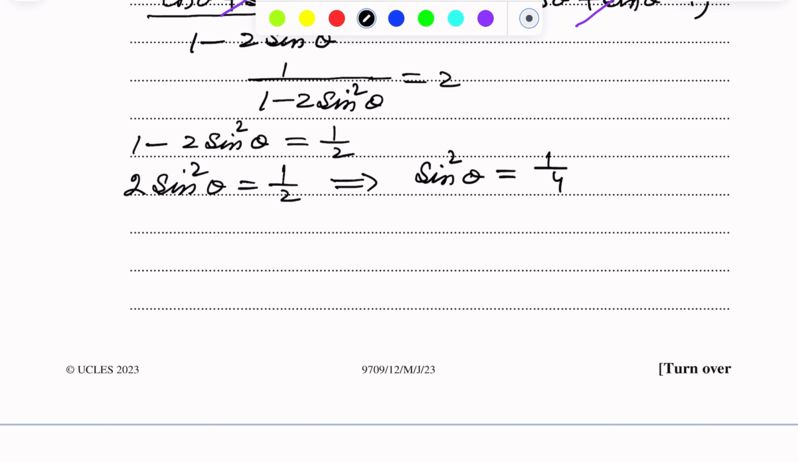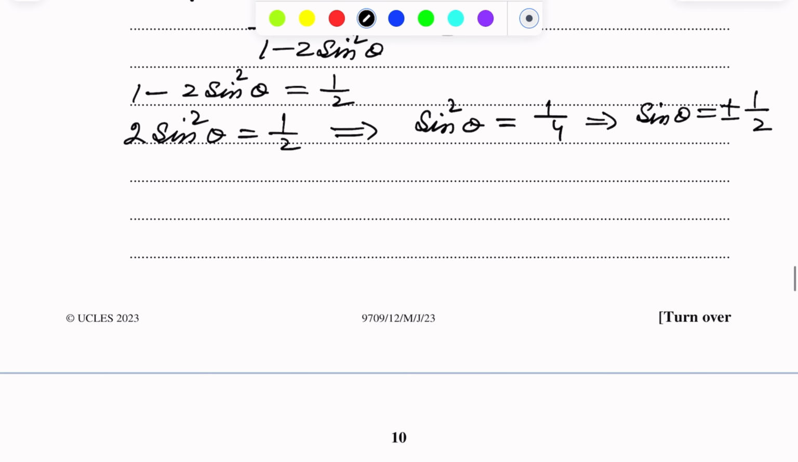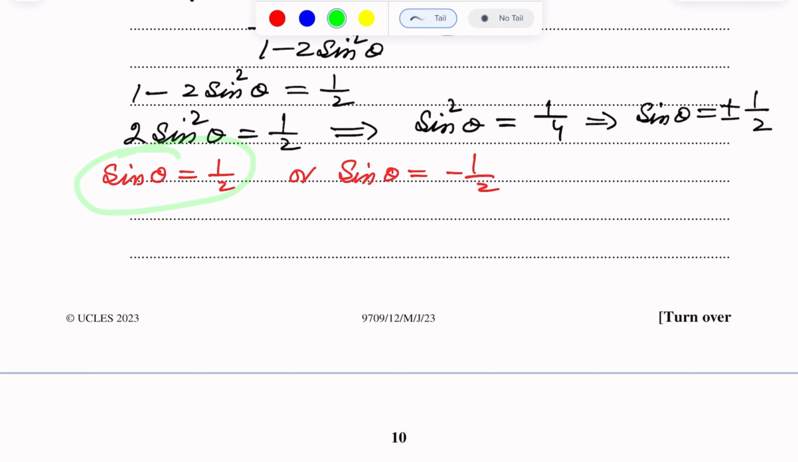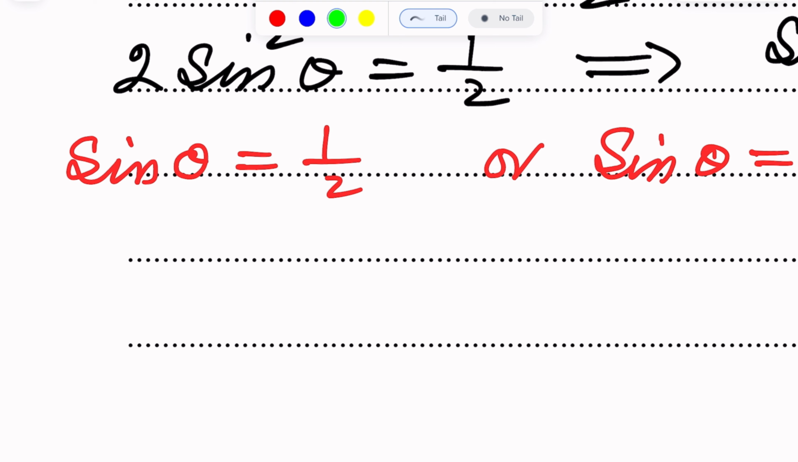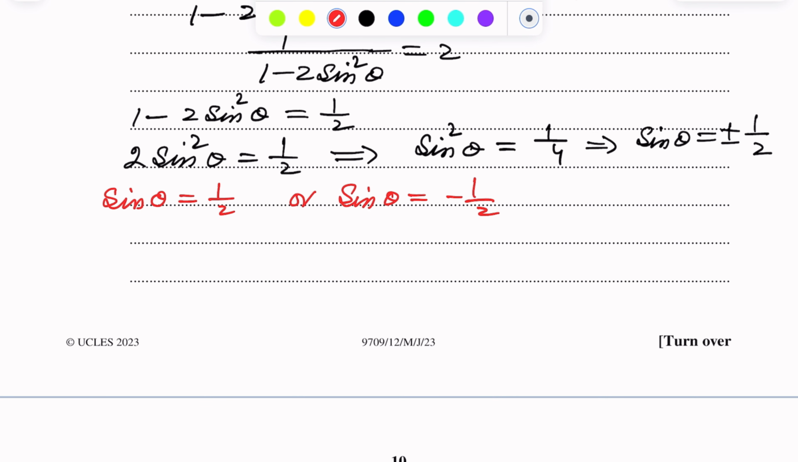Taking square root on each side of this equation, we get two values of sin theta. Sin theta is equal to plus minus 1 over 2. This means that either sin theta is equal to 1 over 2 or sin theta is equal to negative 1 over 2. So from here we can find the angles, taking the inverse of 1 over 2. We are finding theta, so we are finding the basic angle.